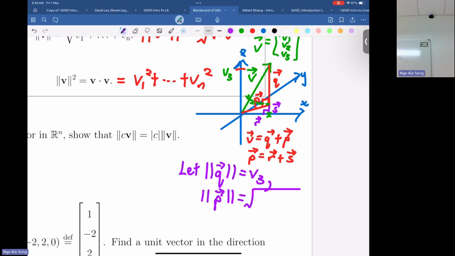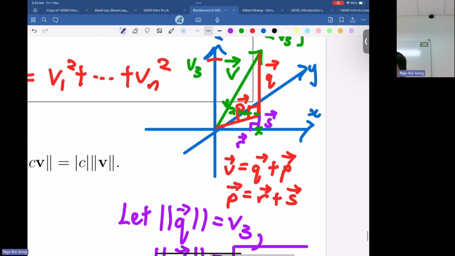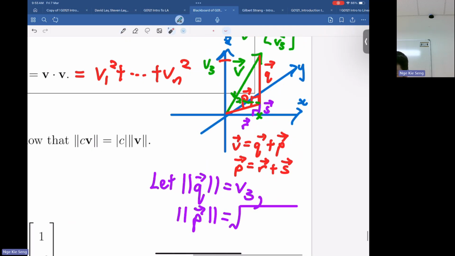See how we are going to do this. Do you know how to find the length of P? I'll rewrite P in terms of R and X, right? How do we find the length of P? We need to know the length of R and X first. So what's the length of R and X?